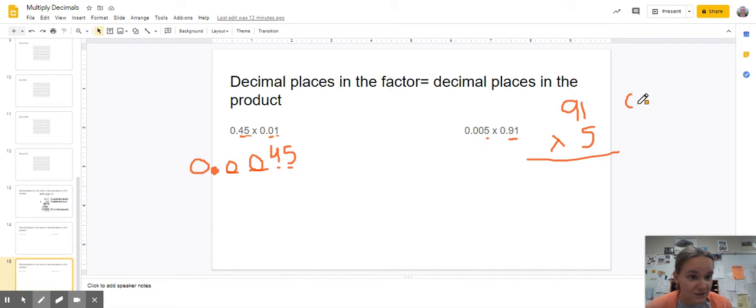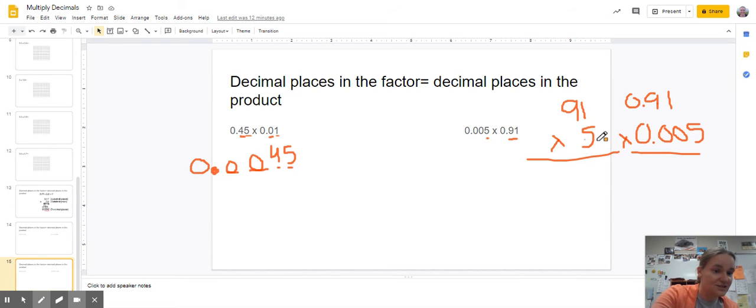Now I can write down 0.91 times 0.005. This is what I'm actually multiplying, but this is what I'm thinking in my head. This is the only ones that I'm going to be worrying about when I multiply. After I get done multiplying, then I worry about my decimal.